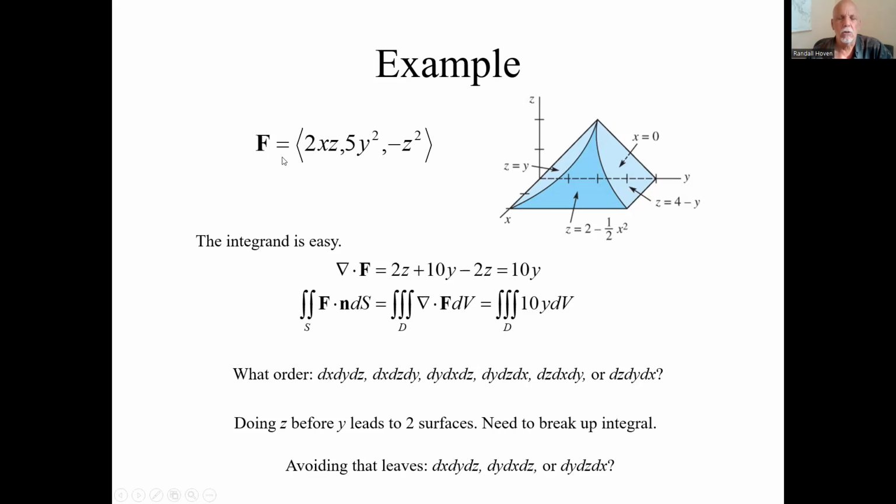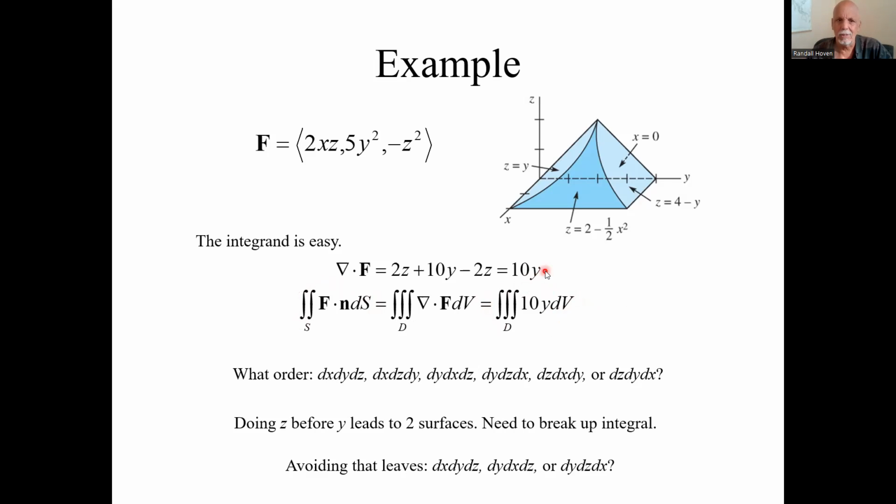And remember, the divergence theorem said this work integral becomes a triple integral where the integrand is the divergence of the vector field. What's the divergence going to be? Let's see. 2z plus 10y minus 2z. The 2z's cancel, and you get a simple integrand again, just 10y. So our flux integral here can now be evaluated as a plain old triple integral, but we have to take that triple integral. Now here comes the hard part.